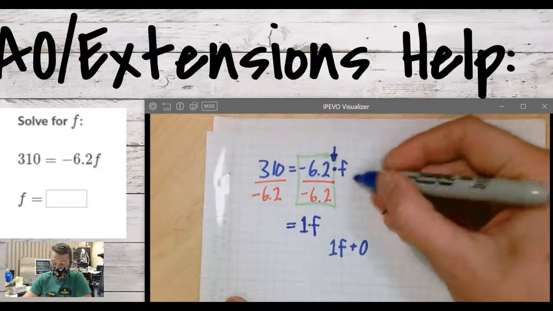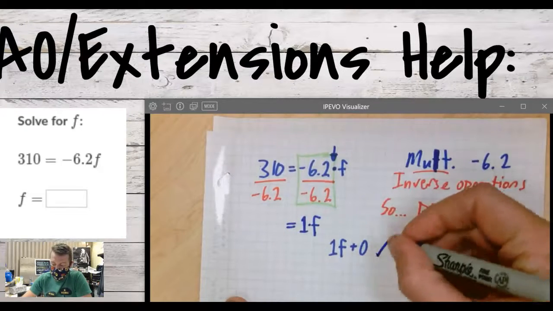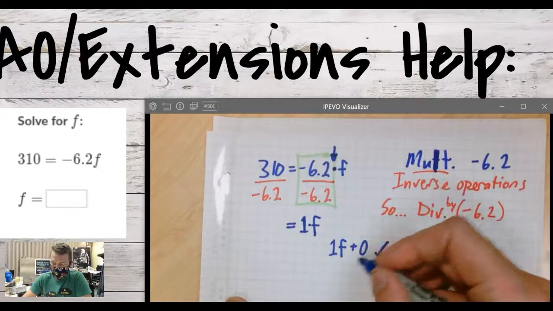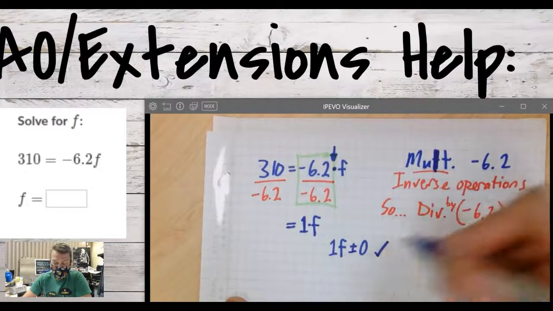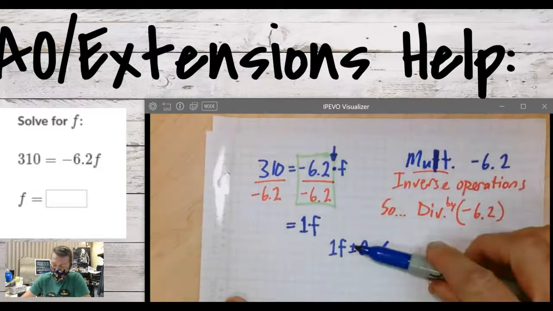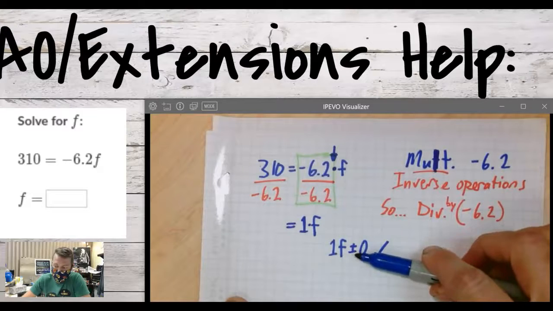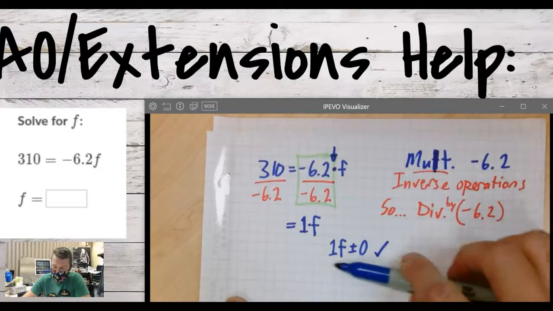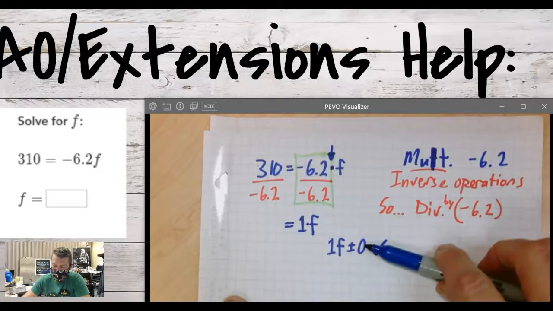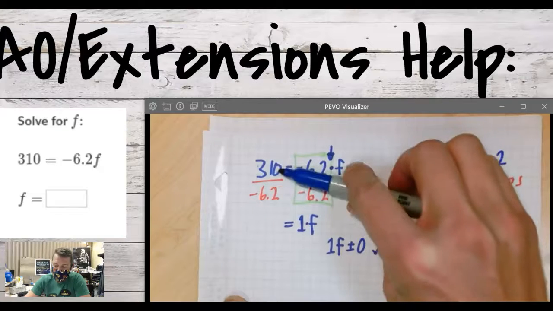We don't have any other addition or subtraction. So we got our 1f plus or minus 0, right? We don't want any other subtraction. This symbol means addition or subtraction. So this is kind of like our goal. Remember, one variable, nothing added or subtracted. So we have to do this math, right?